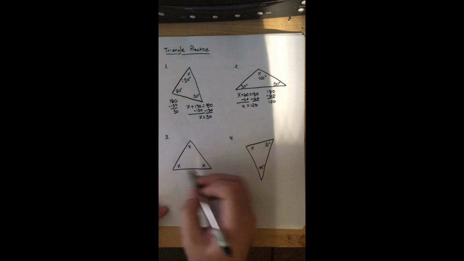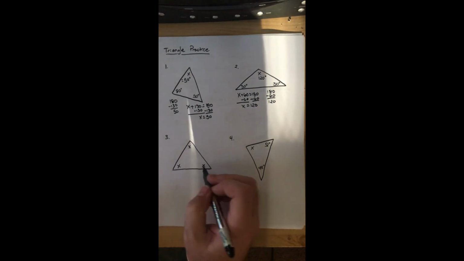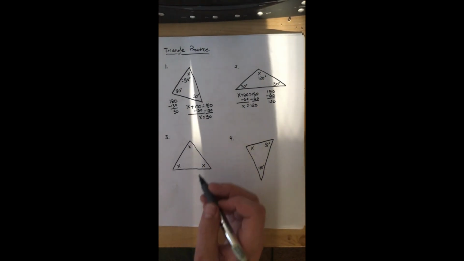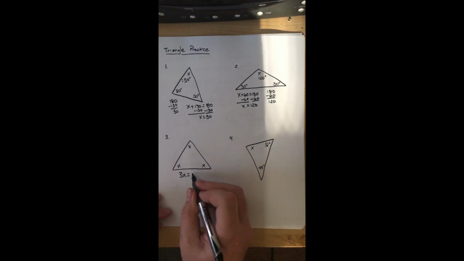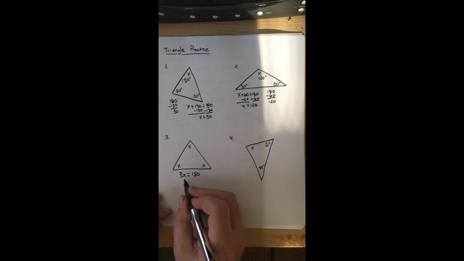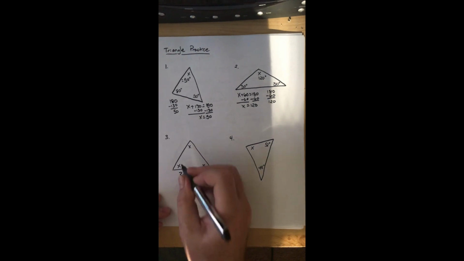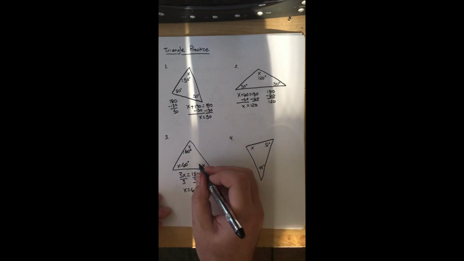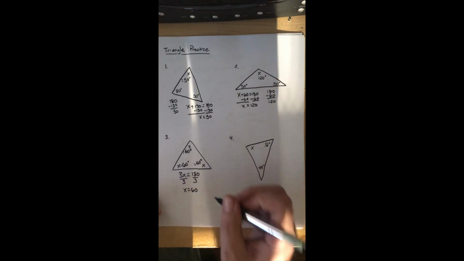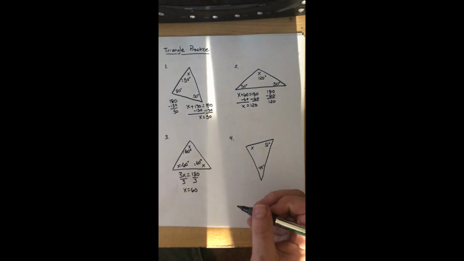Coming down here, we have 3 equal angles. This is an equilateral triangle. I have 1, 2, 3 angles. And they total 180 degrees. If I divide by 3, I get each angle is 60 degrees. 18 divided by 3 is 6. 180 divided by 3 is 60. There's your 3 angles in the equilateral triangle.